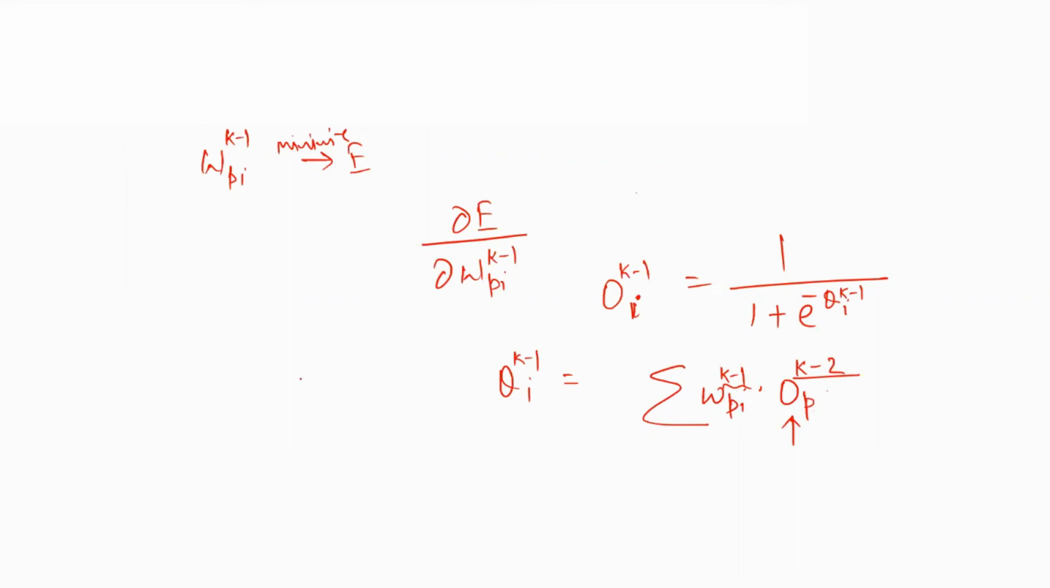So again, when we take the partial differentiation like this, it will be given as del E by del O I k minus 1 multiplied by del O I k minus 1 divided by del W P I k minus 1. This is the chain rule.